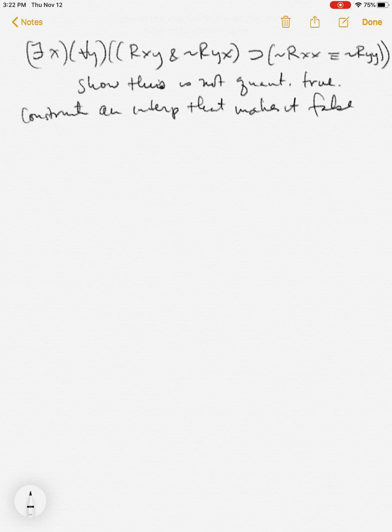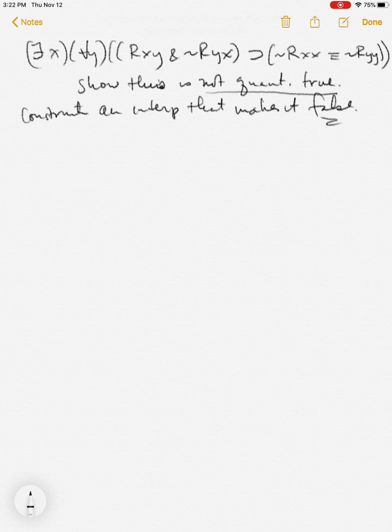Well, it's kind of a hard sentence to parse. There is an x such that for all y, x R's y, but y doesn't R it back. If that's the case, then not Rxx, if and only if not Ryy. Well, I don't know about you, but I find that really difficult to parse.